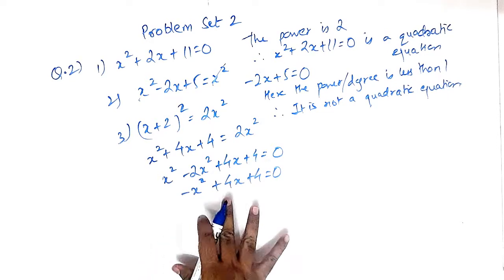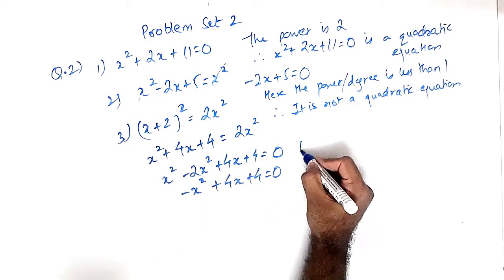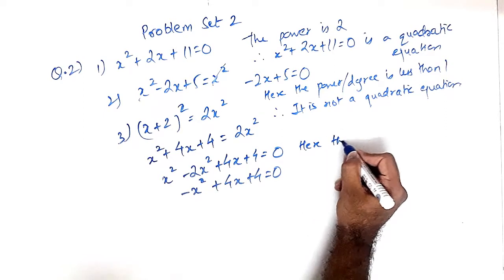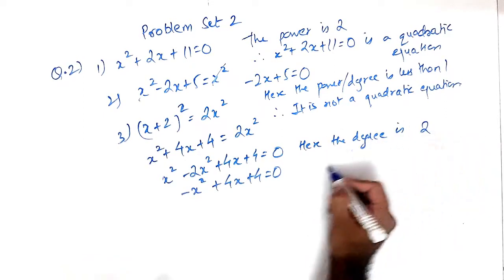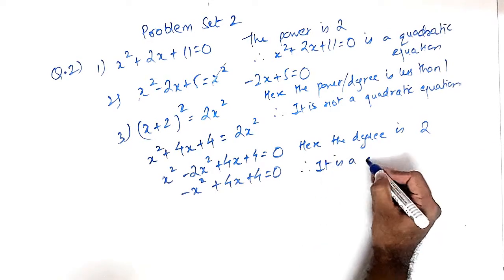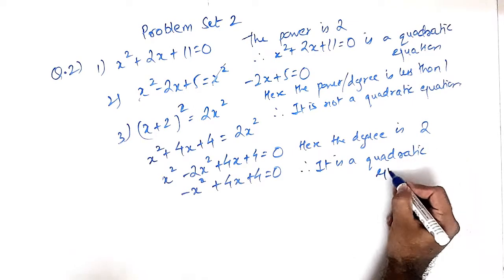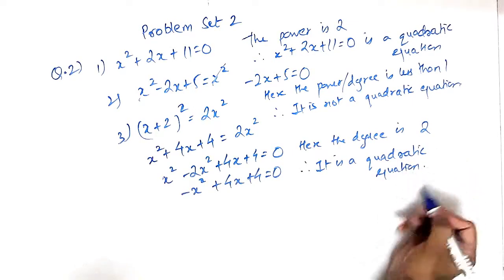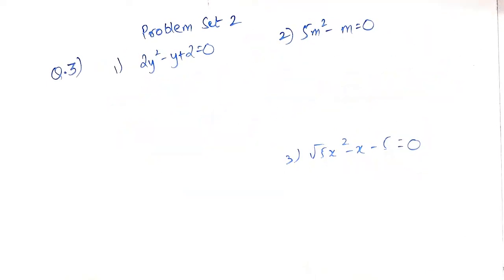Okay, so this is of course a quadratic equation. Here the degree is 2, therefore it is a quadratic equation. Okay, then coming to question number 3, we have to just find the value of the discriminant.